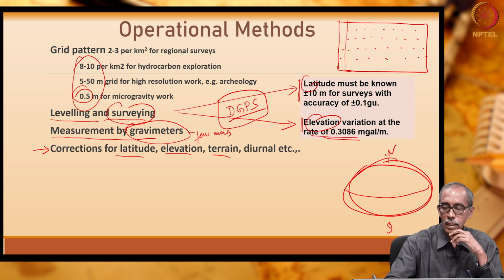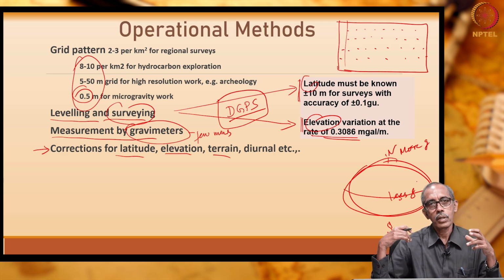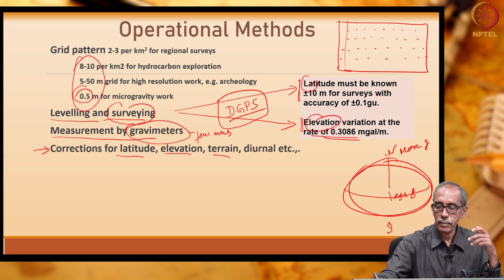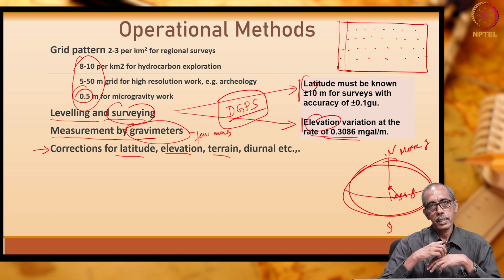At the equator, it is less gravity, and here it is more. Less g, more g. Why? Because the radius is 21 kilometers more at the equator. From the equator to the center of the earth, the radius is 21 kilometers more than this distance. So, due to which the gravity value is lesser.